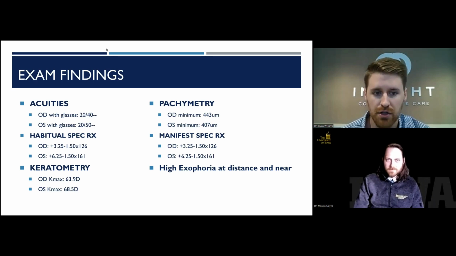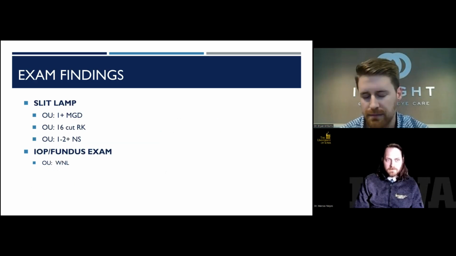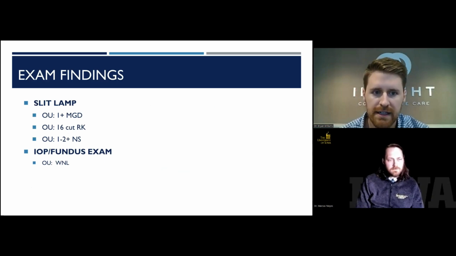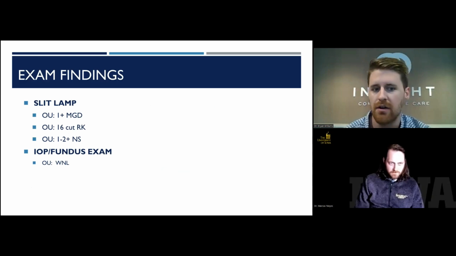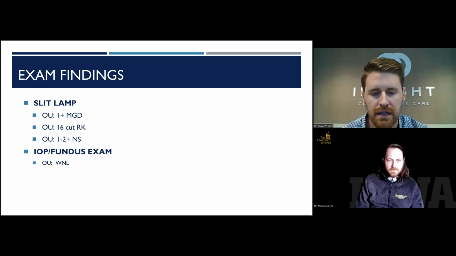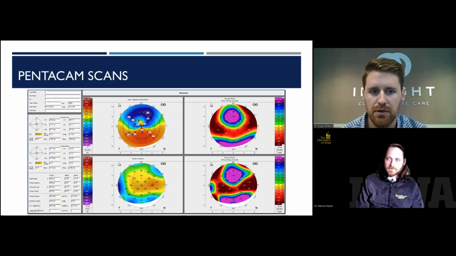And those are her max Ks, but as you'll see in a second with her Pentacam findings, you can just see very irregular corneas there. Only other thing of note is high exophoria, which we kind of discussed. Slit lamp findings: a little bit of MGD, she had 16-cut RK, and those cataracts that we had mentioned previously. Everything else in the posterior segment was within normal limits.